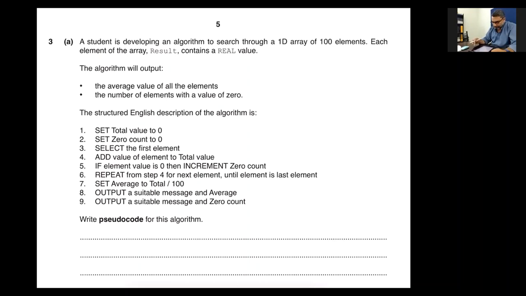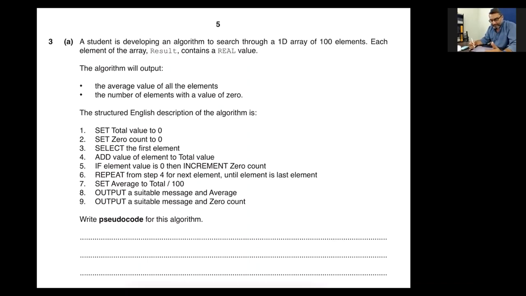So let's write pseudocode for it on the screen. It says set total value to zero, so let's make total equal to zero. Set zero count to zero, so let's make zero count equal to zero. Zero count is a variable, or let's make total value or zero, whatever you like.